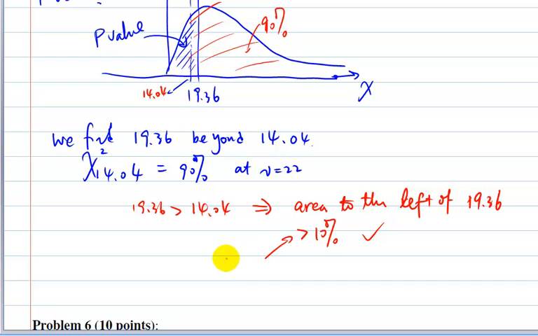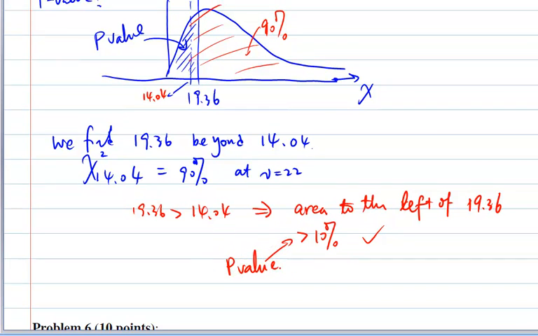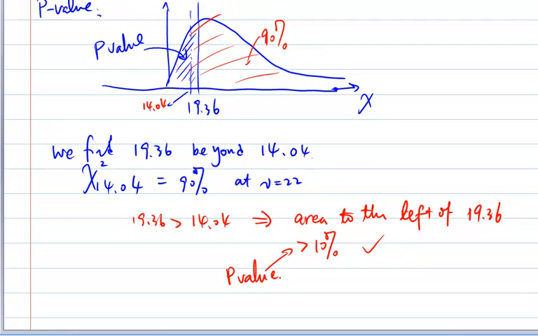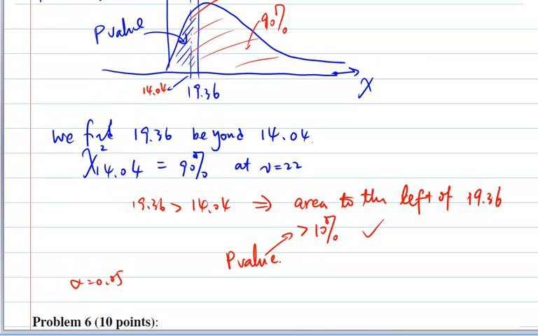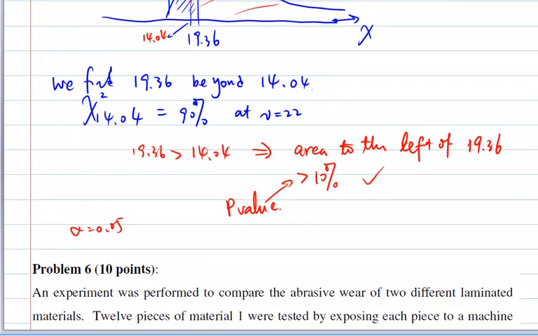It's not accurate, but it's enough to make a decision, because alpha is 0.05. That's your threshold. If this is greater than 10%, it must be greater than 5%. So you're not going to reject H naught here, the same conclusion as before. So that's the first question.